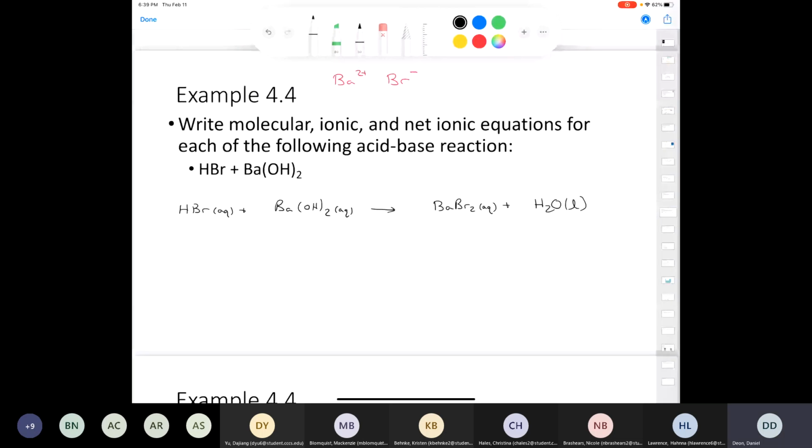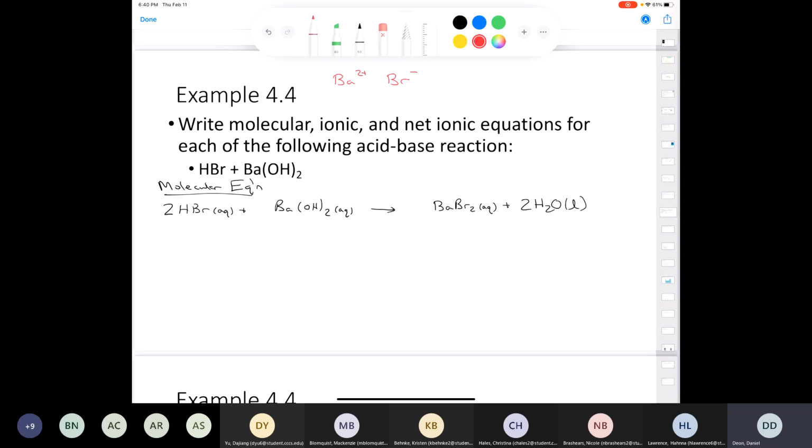I have 3 hydrogens here. Why don't we start by balancing the bromines? I have 2 bromines here, so I'm going to put a 2 in front of the HBr. Now I've got a total of 1, 2, 3, 4 hydrogens, so I'll put a 2 in front of the water here. And now everything is balanced. And that is my molecular equation.